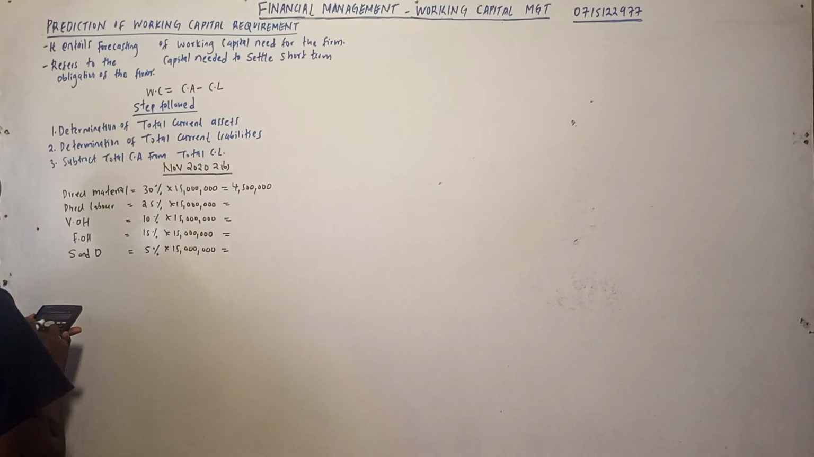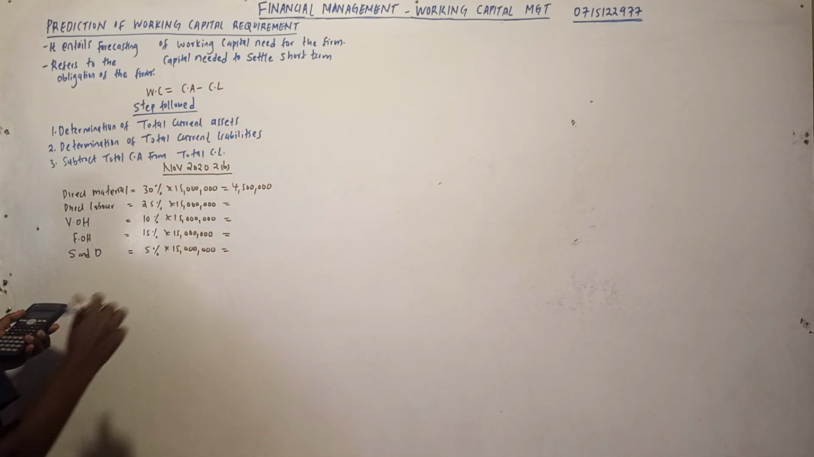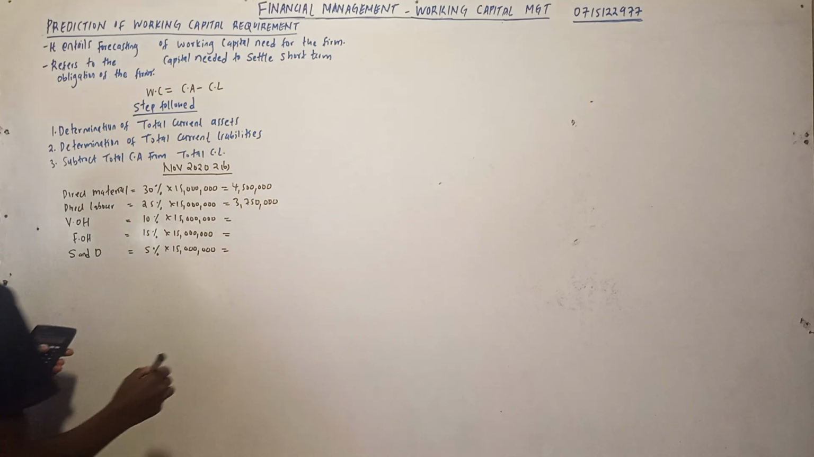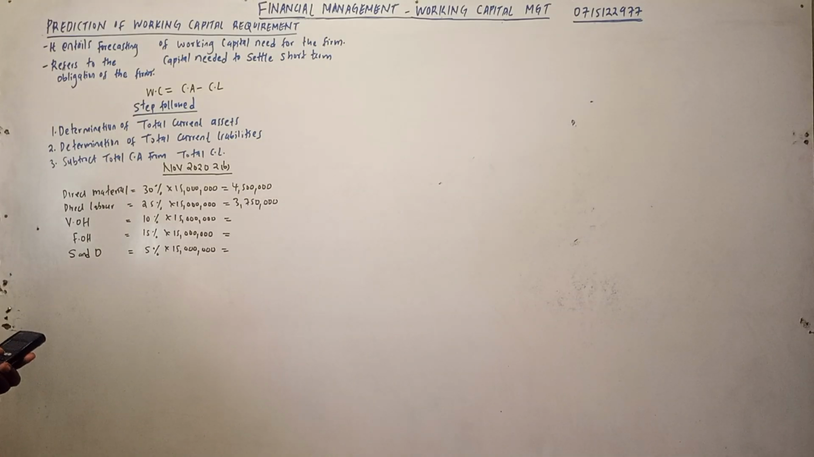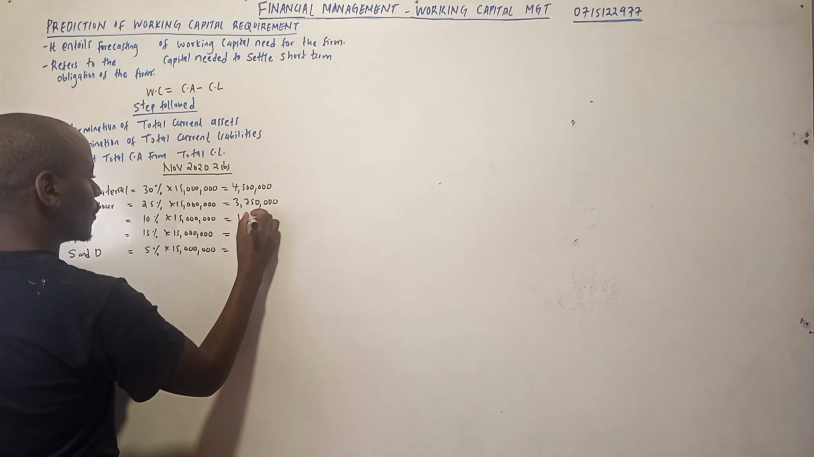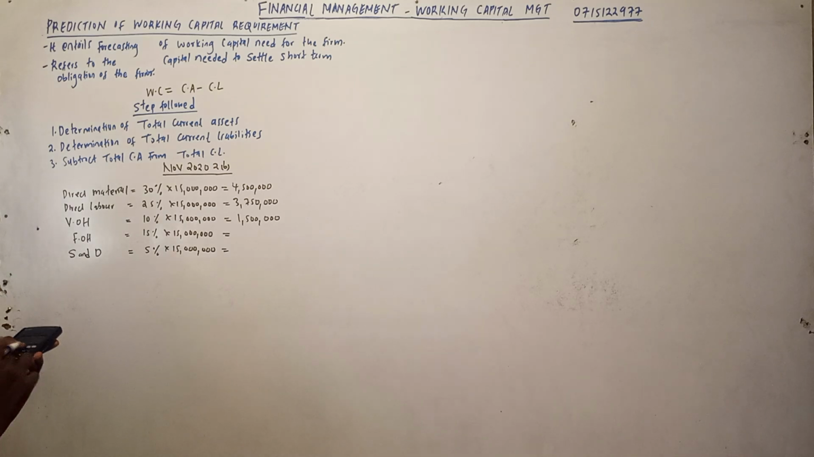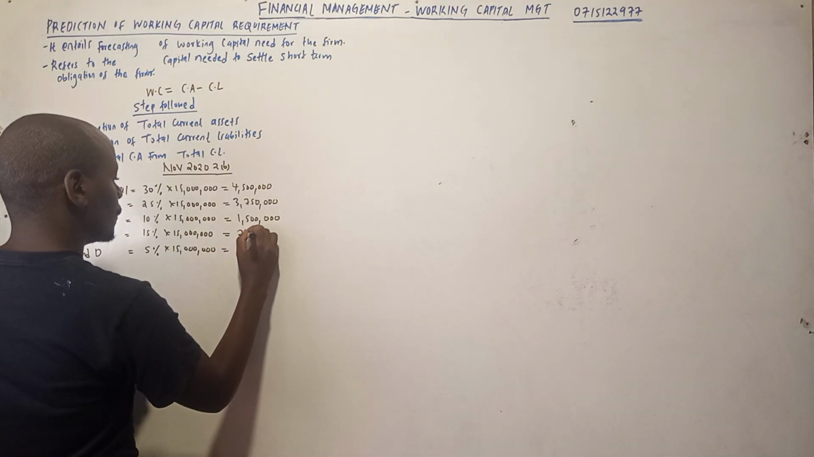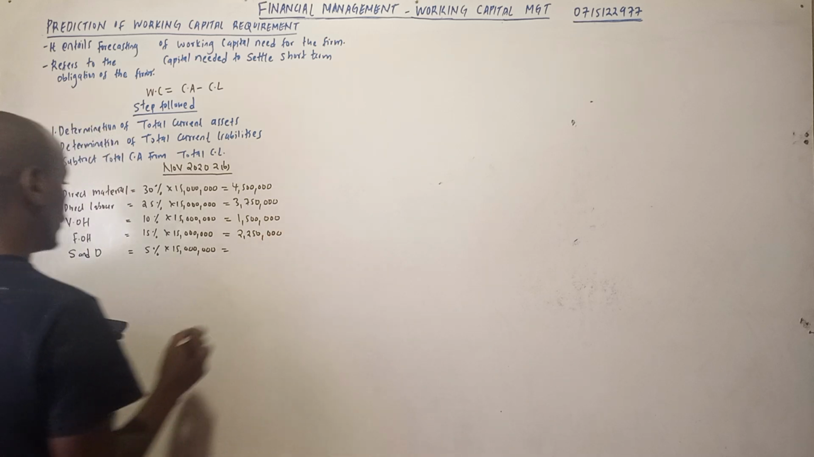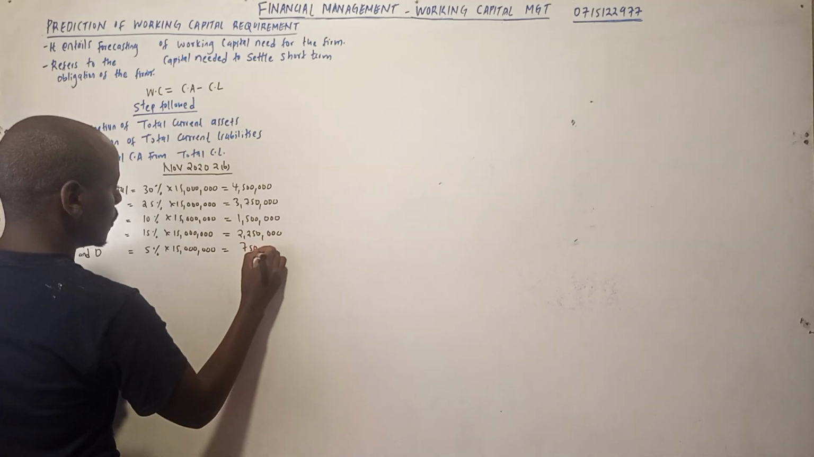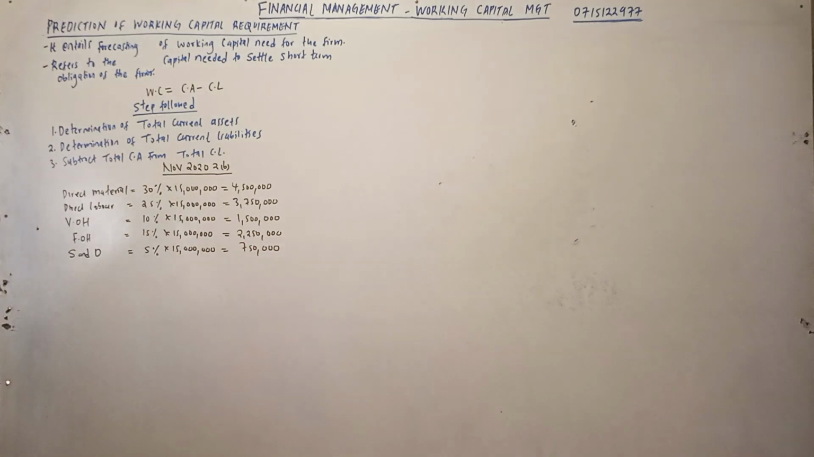Then 0.25, this one is 37.50. Then 0.1, that is 1,500. Then 0.15, which is 22.50. Then 0.05, which is 750. That is 750 thousand. So let's go to additional information number 1.